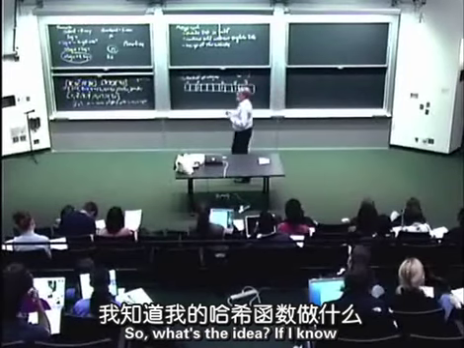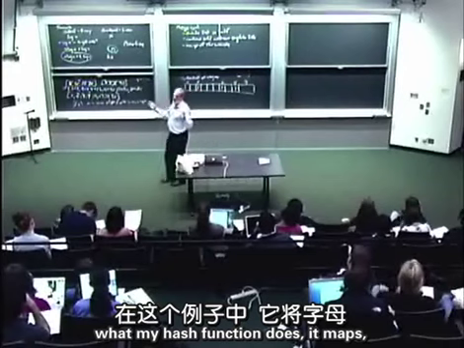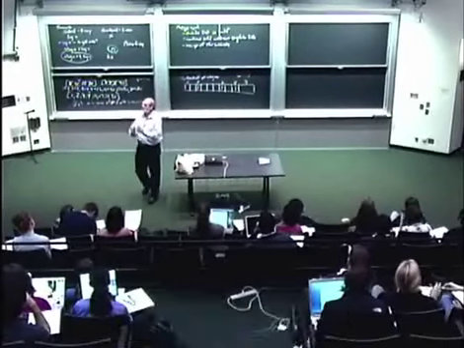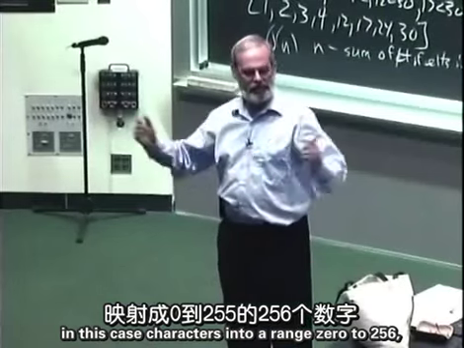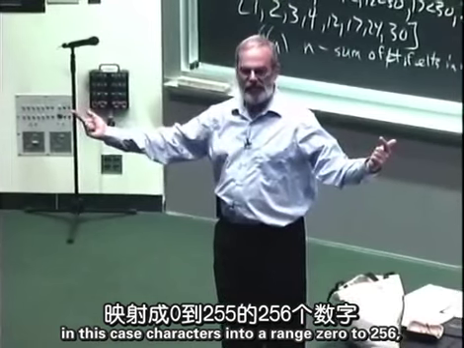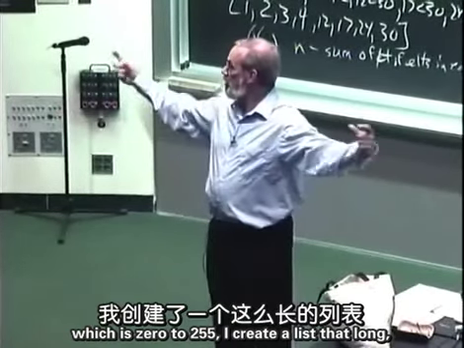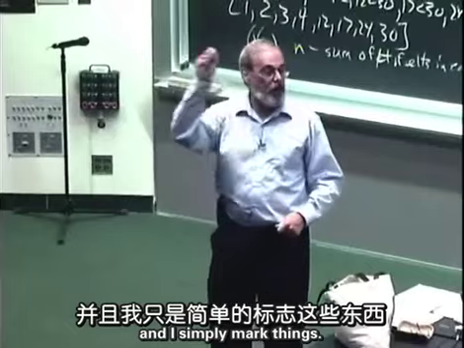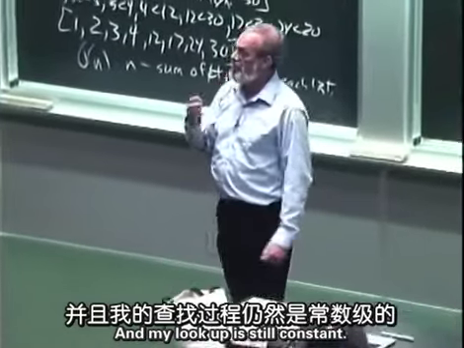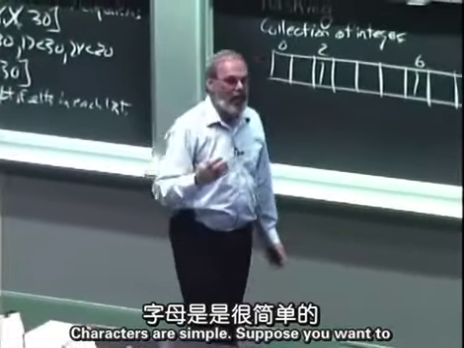So what's the idea? If I know what my hash function does, it maps, in this case, characters into a range 0 to 256, actually 0 to 255. I create a list that long, and I simply mark things. And my lookup is still constant. All right, characters are simple.